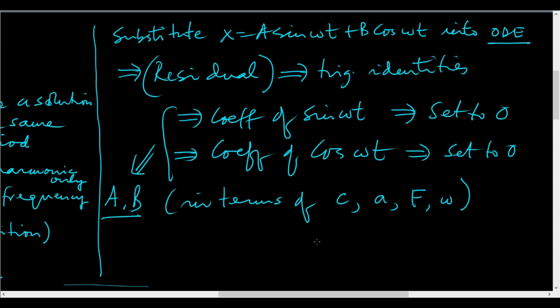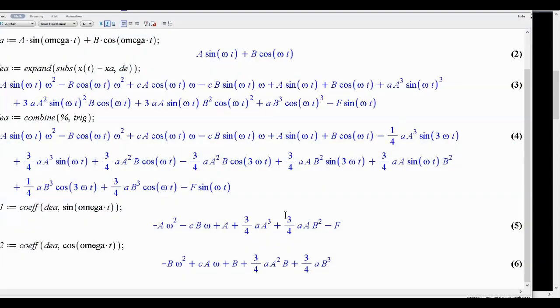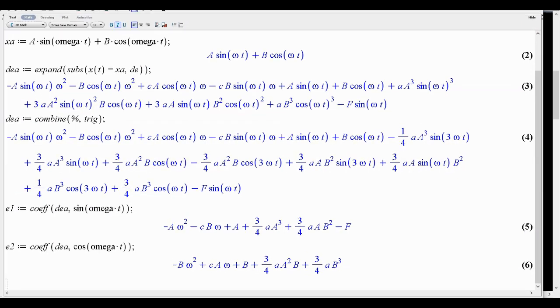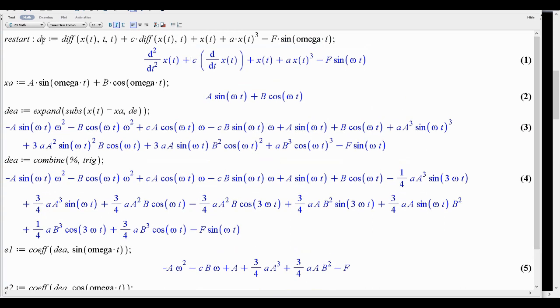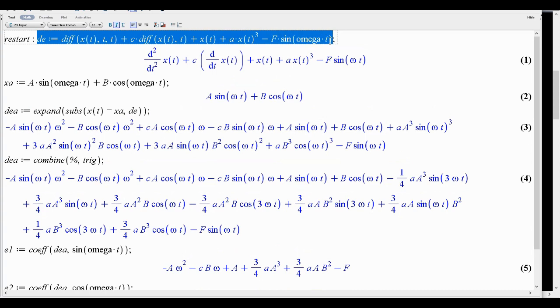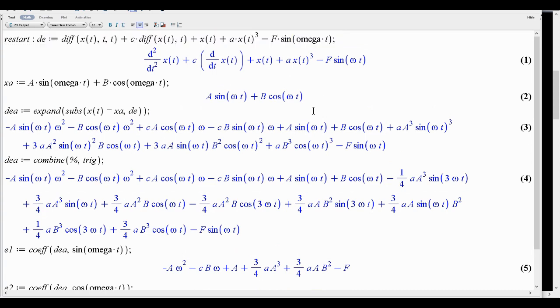Alright, let's go to Maple, and I think I need to move this window a little here, and I need to move this one up. So here, this is the differential equation. I have moved that f sine omega t to the left side. This is my assumed solution. There it is. This is the approximation. I have substituted x equals this approximation into the differential equation, and this expand makes sure that the derivatives are taken.